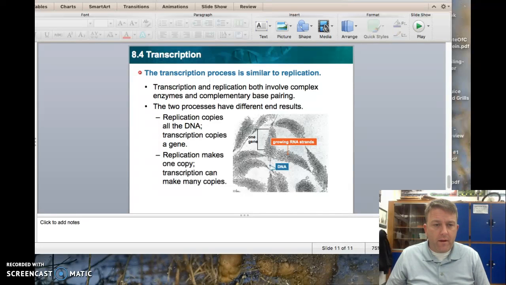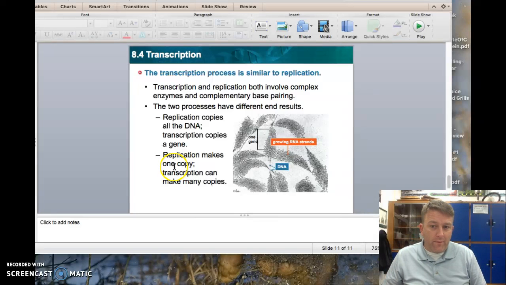Last slide. So the transcription process is very similar to replication. As I told you before, helicase is involved, primase is involved. Transcription and replication both involve complex enzymes, like I just said. RNA polymerase, DNA polymerase, very similar. And in either case, we're going to get a copy of a gene sequence, or of a nucleic acid sequence, to be more exact.